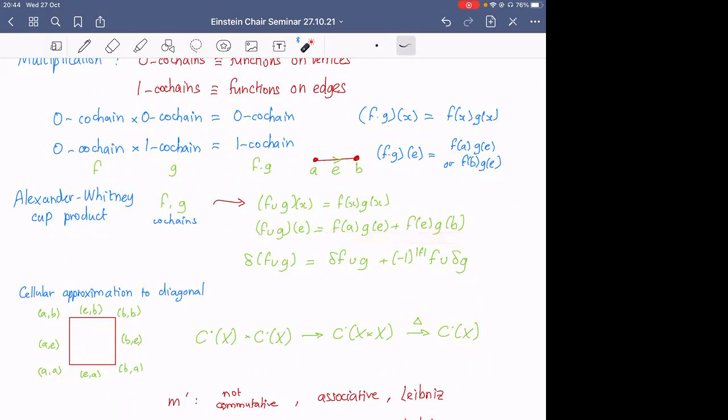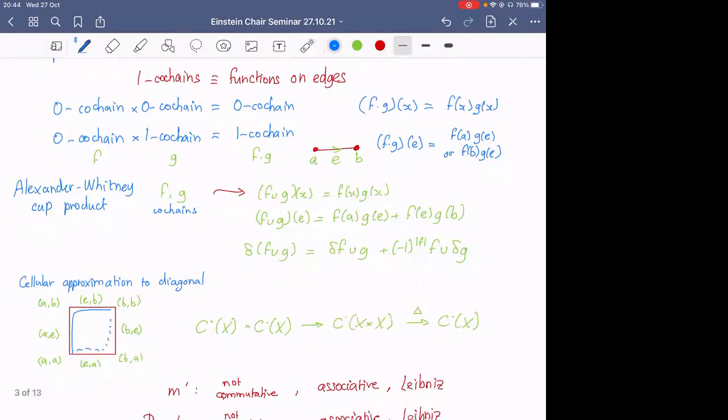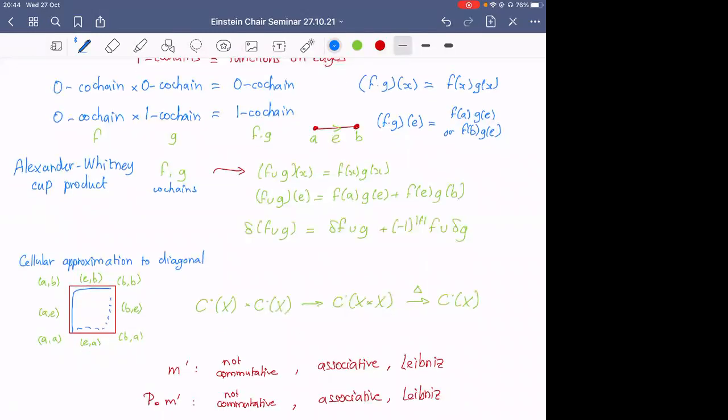What we have in this formula here is using this cellular approximation to the diagonal, but you could equally well use the other one, and then you would get something else. So that would essentially be taking the product in the opposite order. So here you would have F, G of E. We're using what we used up here, F of A, G of E, plus F of E, G. You could do it in the opposite order, which would mean F of E, G of A, plus F of B, G of E. So that would be going around the opposite direction.